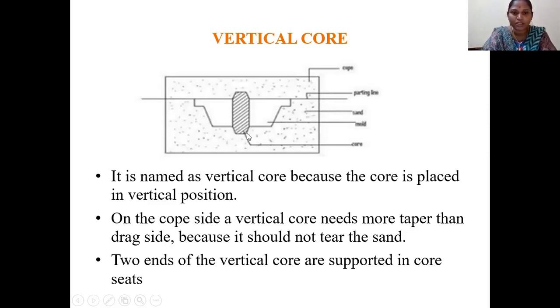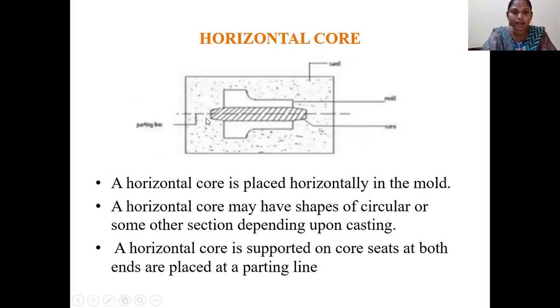Core seat, the taper section is very high here. So here you can see the taper section very less in the cope side. And why is this preferred? On the cope side, a vertical core needs more taper than the drag side because it should not tear the sand. So actually what they say, two ends of the vertical core are supported in the core seats. Exactly. As we understood in the horizontal core, two ends of the core are supported by the core seats.